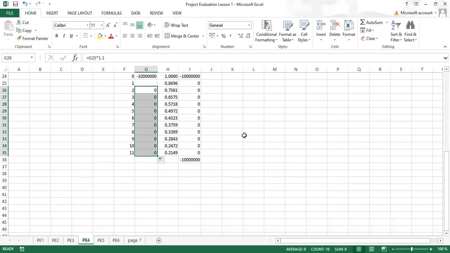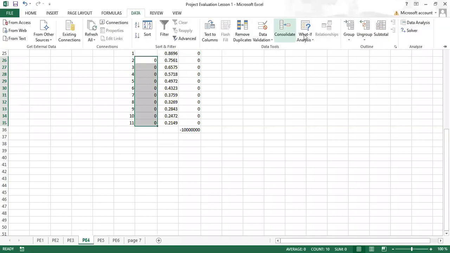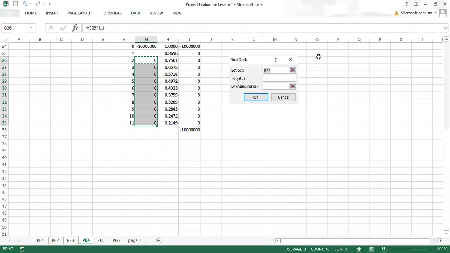Now you come here to data, you come to what if analysis, you come to goal seek. You have been asked the set cell. Set cell, we are setting this cell. This cell, we want our NPV to be equal to 0, by changing which cell? By changing the first cell, so that we find the amount. Then we do okay.